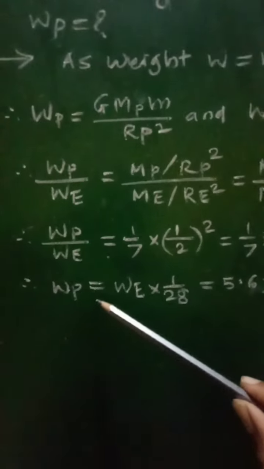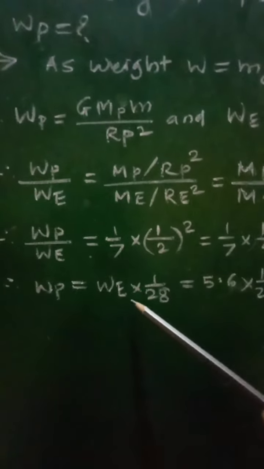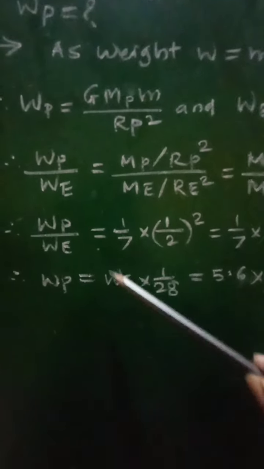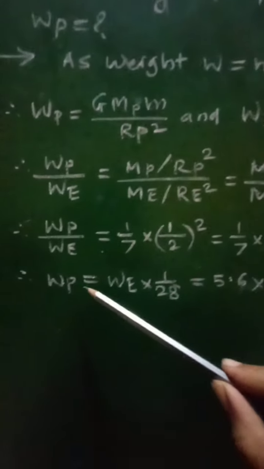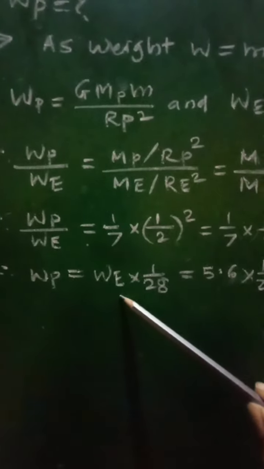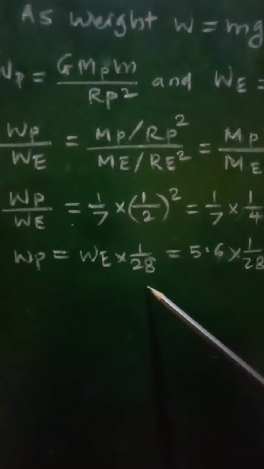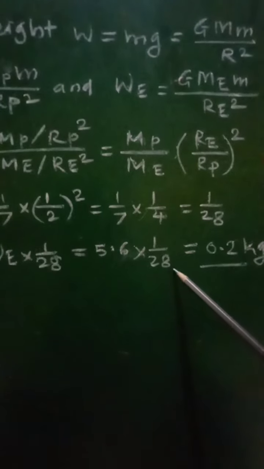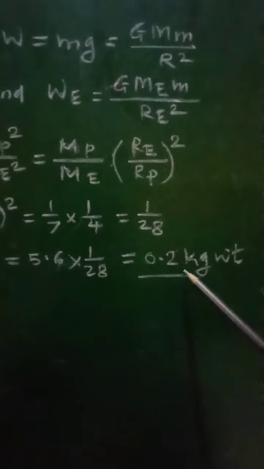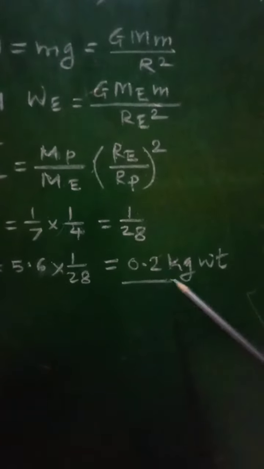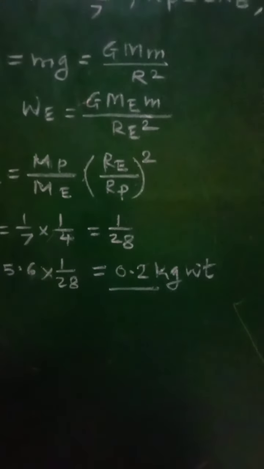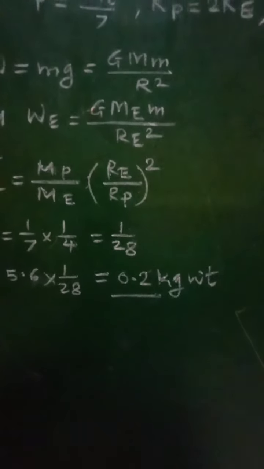And therefore WP is equal to WE into 1/28, as WP upon WE equal to 1/28. Therefore WP equal to WE into 1/28, which is equal to 5.6 into 1/28, which comes out to be 0.2 kilogram weight, and this will be the required weight on the surface of the planet, that is 0.2 kilogram weight.